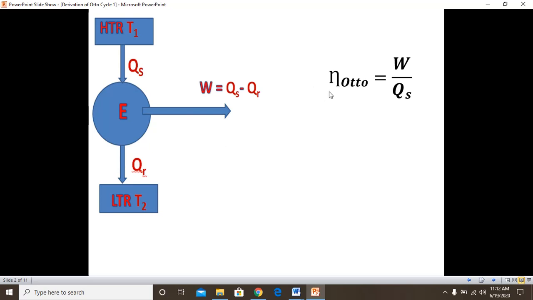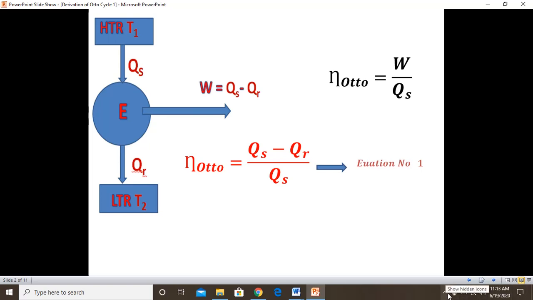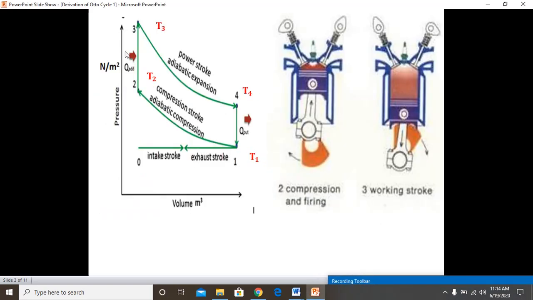The efficiency of any engine is equal to work divided by heat supply, that is output divided by input. Therefore, your Otto cycle efficiency is equal to Qs minus Qr divided by Qs. Let me call this equation number 1. Next, we can go to the PV diagram of this Otto cycle.